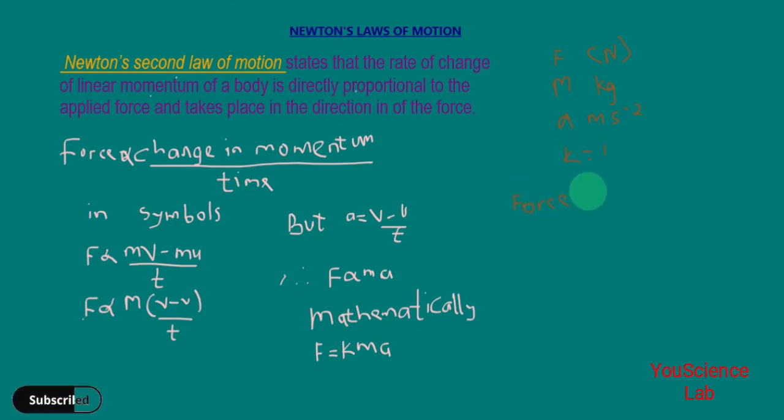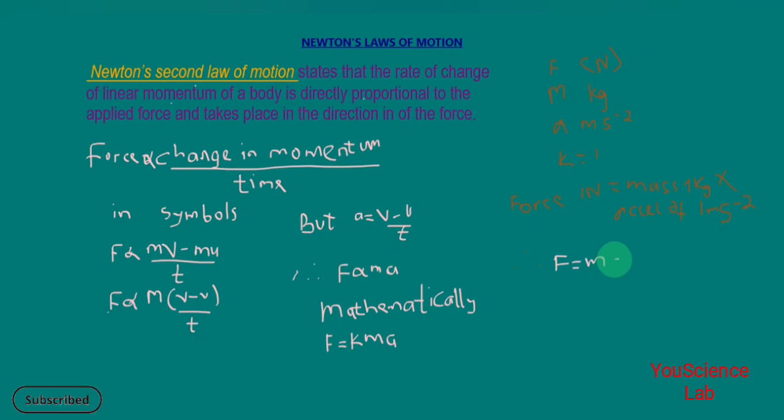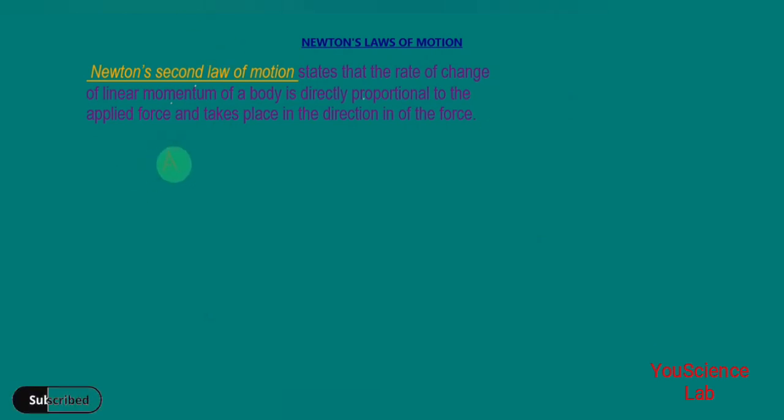This is because a force of 1 Newton will cause a mass of 1 kilogram to accelerate by 1 meter per second squared. Therefore, F is equal to ma. F is also equal to m into v minus u all over t. Applications of Newton's second law of motion.